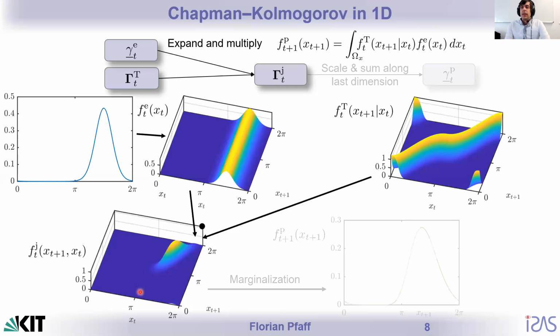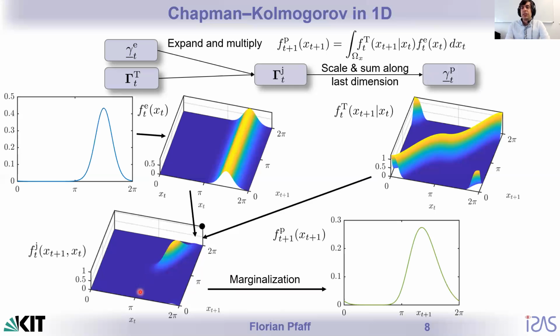So the last step we have to do is marginalize this out. And for this, we just use the rectangle rule for integration. This means that we just take one of the vectors out of the matrix and then we normalize it appropriately. And then we've got our prediction result.